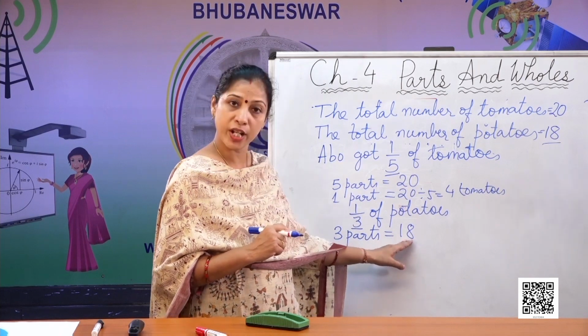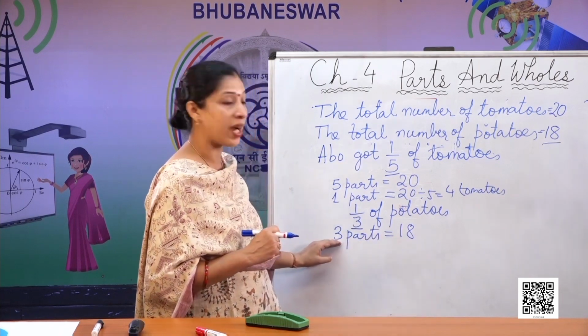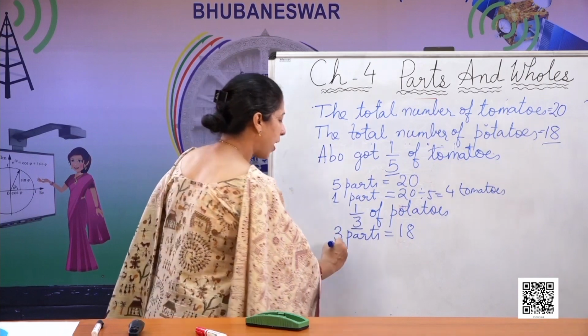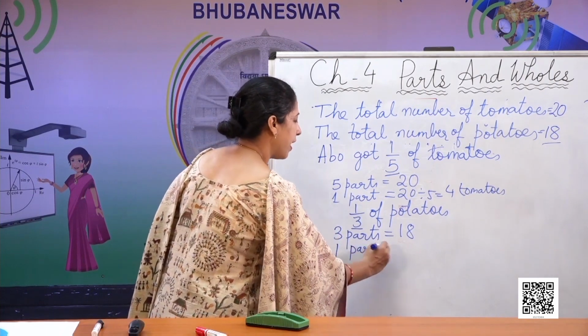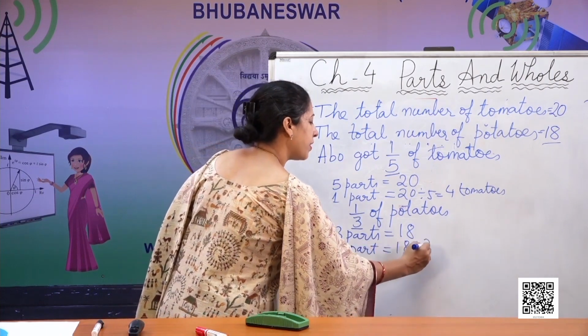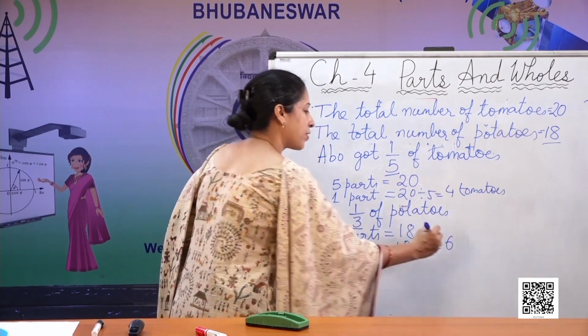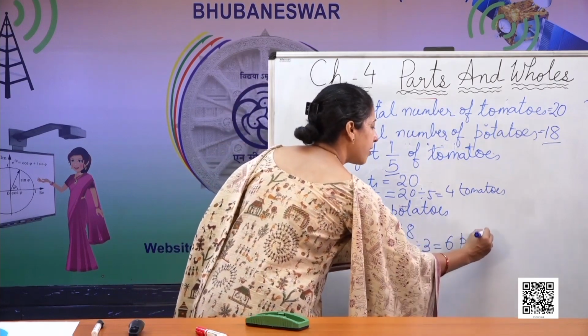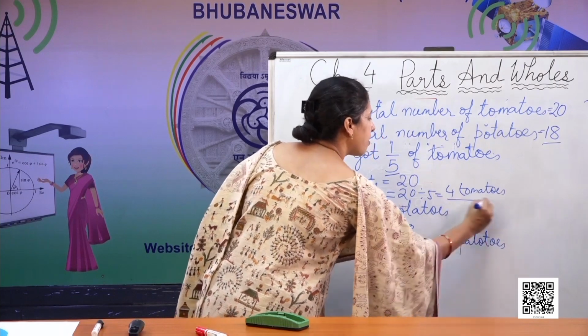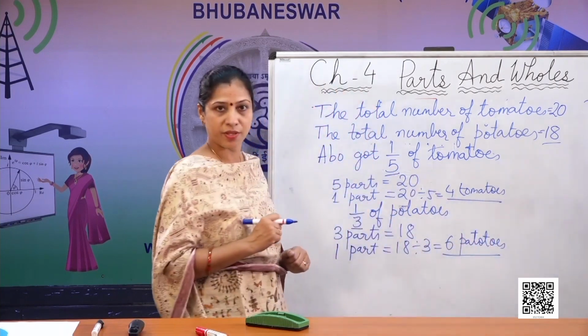So 18 is the total number of potatoes and we have to divide it into 3 parts. So 1 part will be 18 divided by 3, which is equal to 6. So Abu got 4 tomatoes and 6 potatoes.